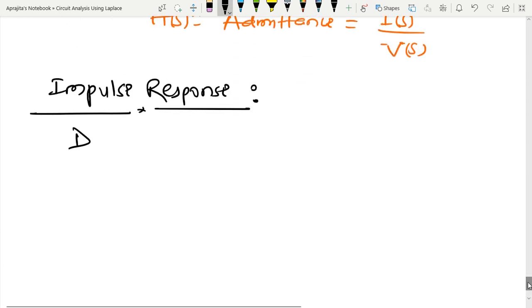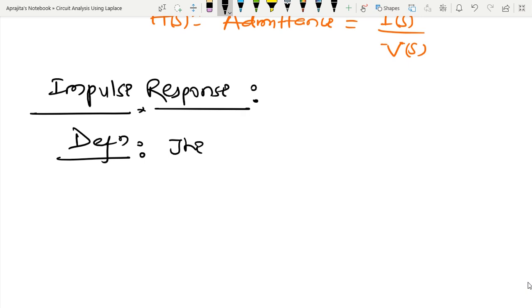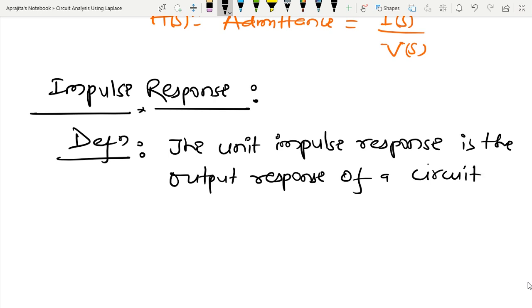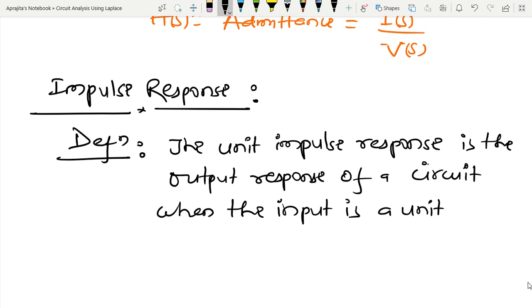So the definition of impulse response is like this: the unit impulse response is the output response of a circuit when the input is a unit impulse. So that is the definition.